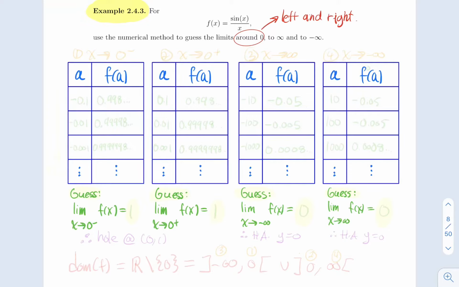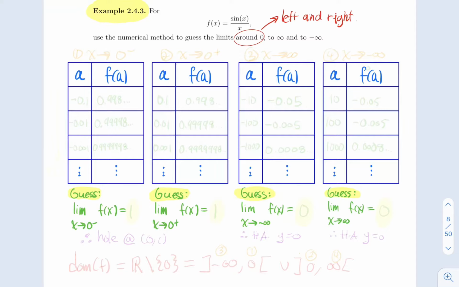So I've already got little rectangles for my table. Normally you draw your own rectangle. For every single rectangle, I have a column for the x's or the a's, and I have a column for the y's, and I'm going to compute using my calculator. So let's do the left and the right of 0 first. My first table will be to guess the left limit around 0. The second table will be to guess the right limit around 0. The third table will be to guess the limit going to minus infinity, and the last table will be to guess the limit going to infinity.